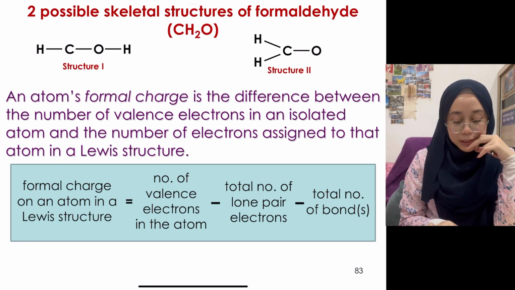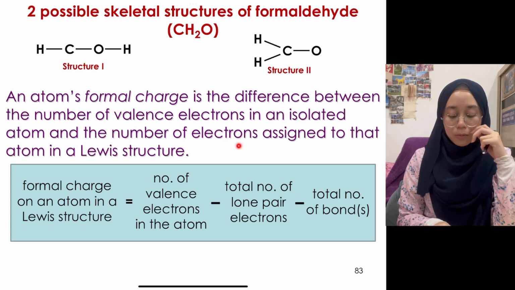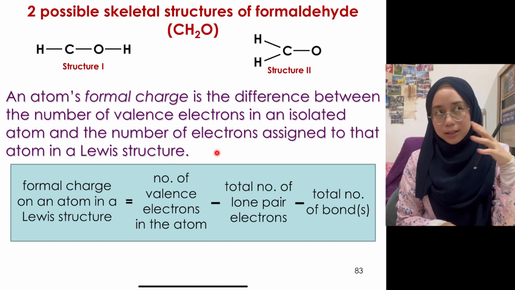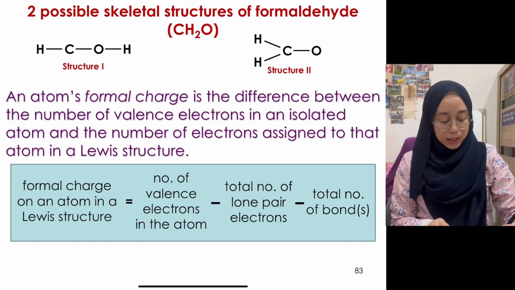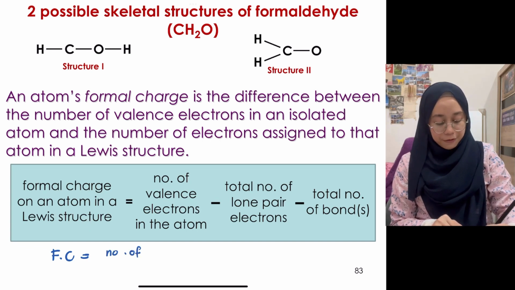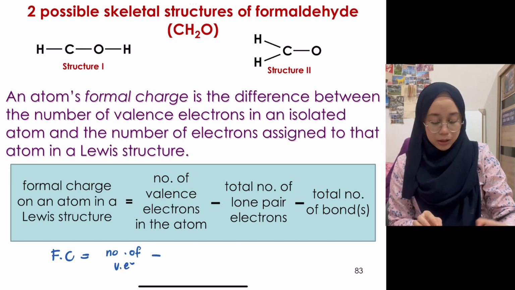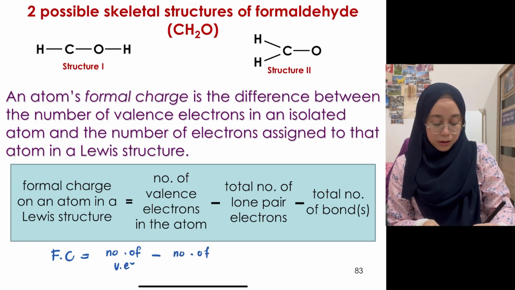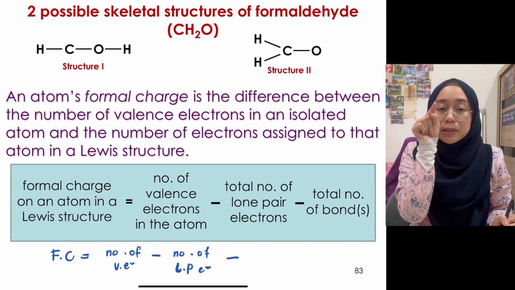Okay, so an atom formal charge is the difference between the number of valence electron in an isolated atom and the number of electrons assigned to that atom in a Lewis structure. Okay, basically kalau kita letakkan dalam formula, so kita ada formal charge. Formal charge of an atom in the Lewis structure is equals to number of valence electron in the atom. So kita akan tengok setiap satu atom, okay, and then kita tolak number of lone pair electrons, and then bermaksud kamu kena kira setiap satu dot tu lah.